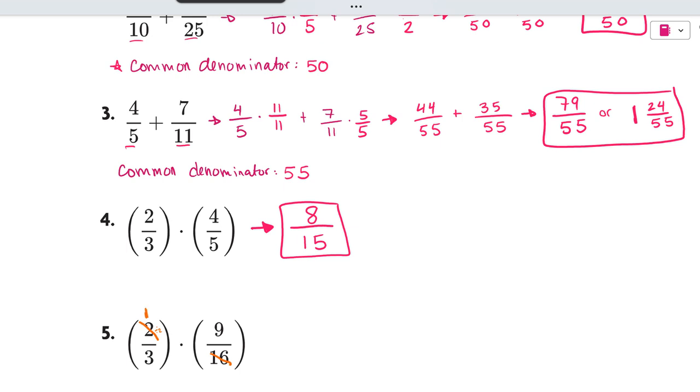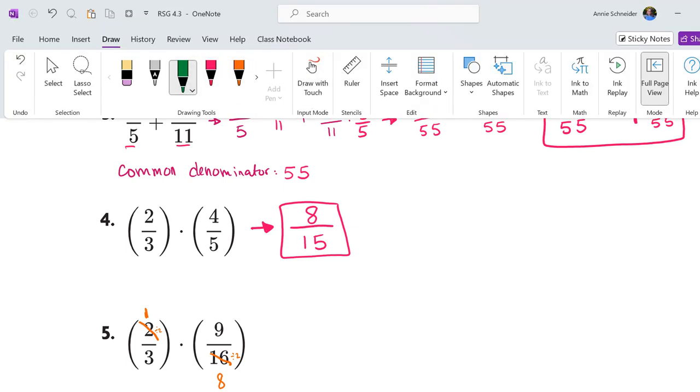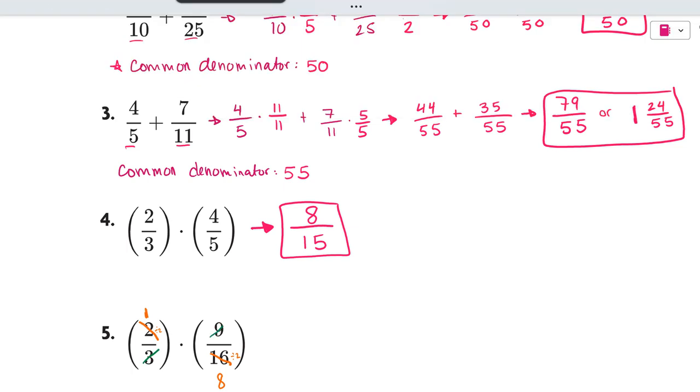I can divide by 2, which gives me a 1 here. Divide by 2, which gives me an 8 there. So I can reduce by a factor of 2. My 9 and 3 also have a common factor. These can both be divided by 3. So 9 divided by 3 is 3. 3 divided by 3 is 1.